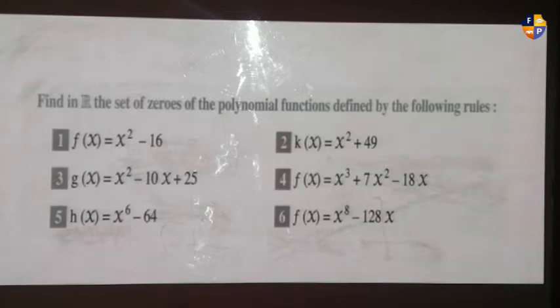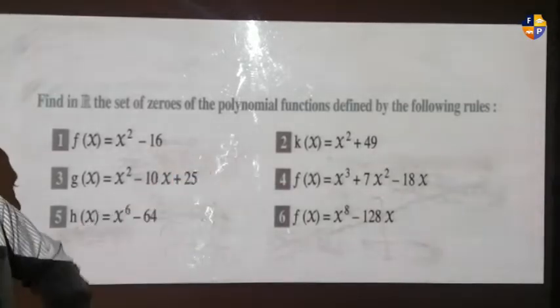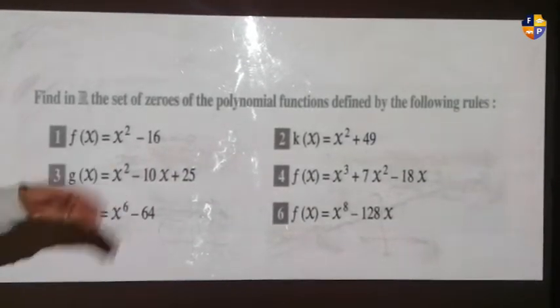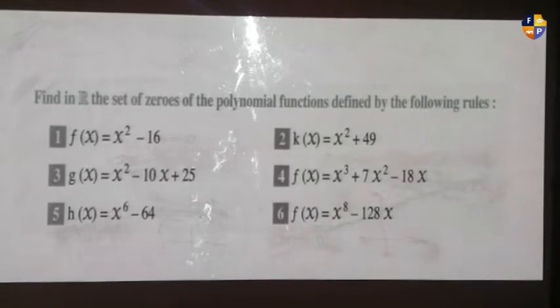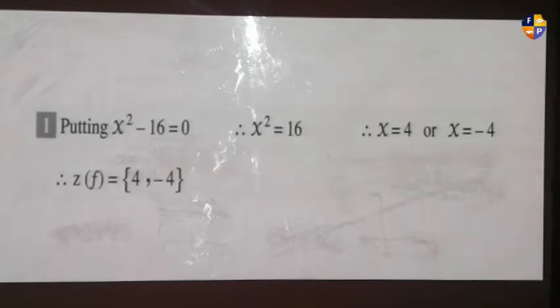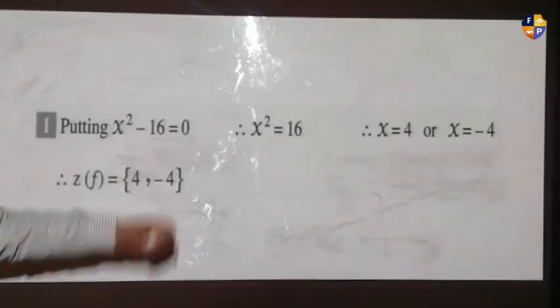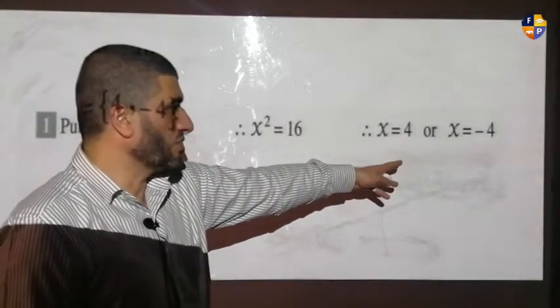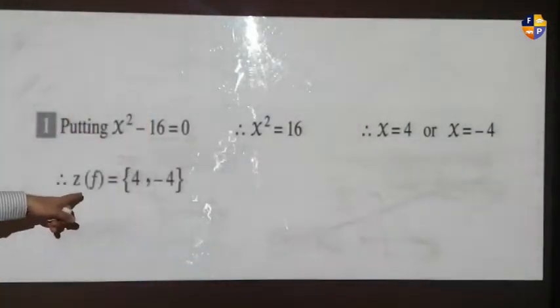Example number 2. Find in R the set of zeros of the polynomial function defined by the following rules. f(x) equals x power 2 minus 16, and k(x) equals x power 2 plus 49. We can factorize the solutions by x power 2 minus 16 equals 0, x power 2 equals 16, and x equals 4 or negative 4. This z of f equals positive or negative 4.